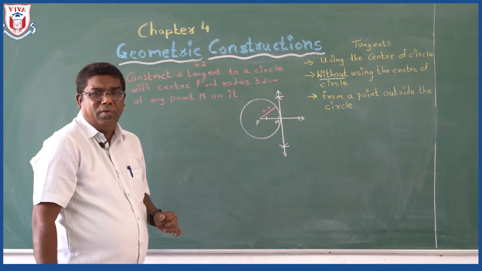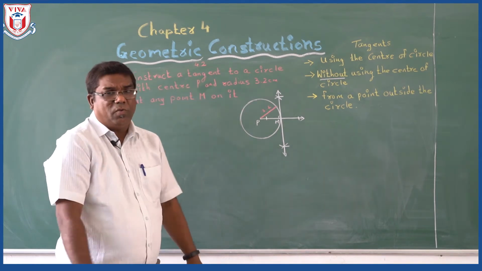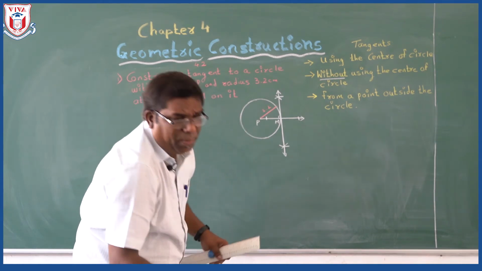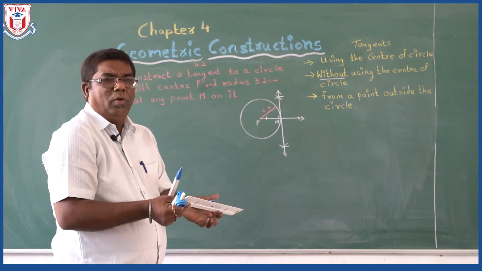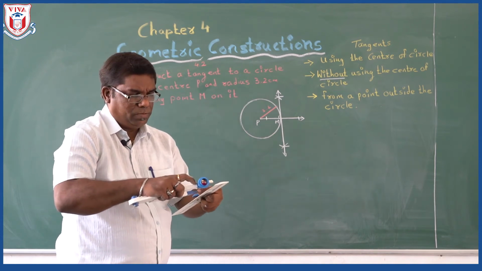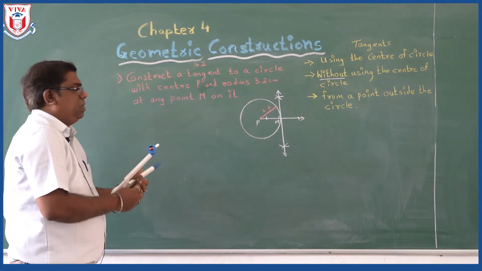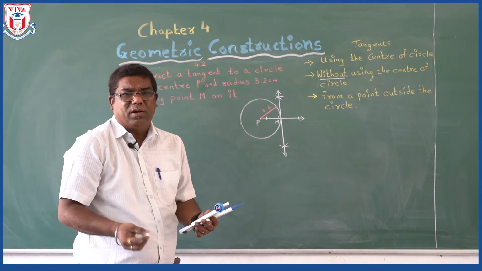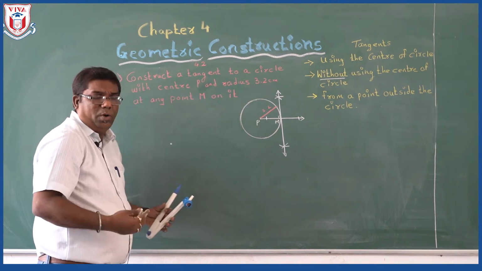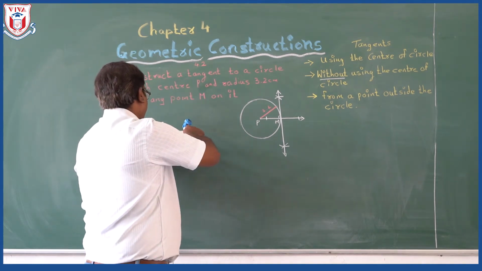We are going with our main concept, that is, construct a tangent to a circle. First of all, we will draw a circle of radius 3.2. Take a measurement of 3.2 with the compass. Sometimes we slip off our point, so just make it clear and go with one point here. Then further you can go with the 3.2 measurement.